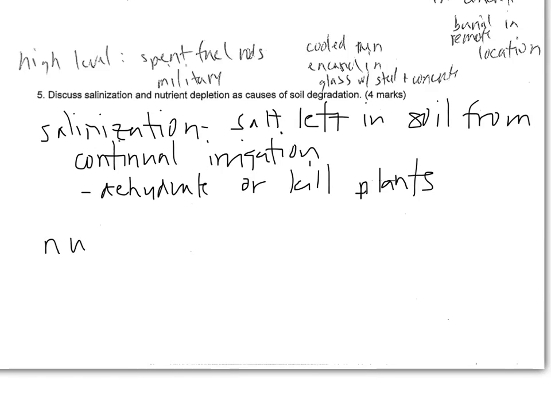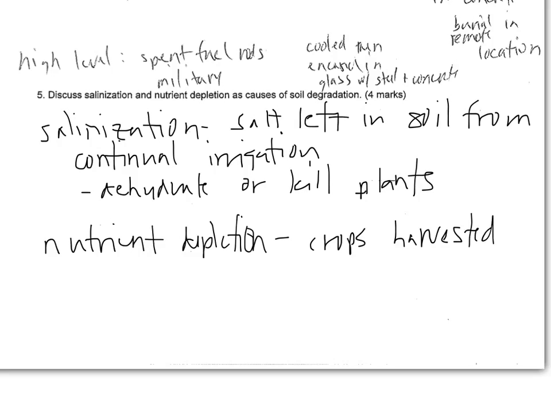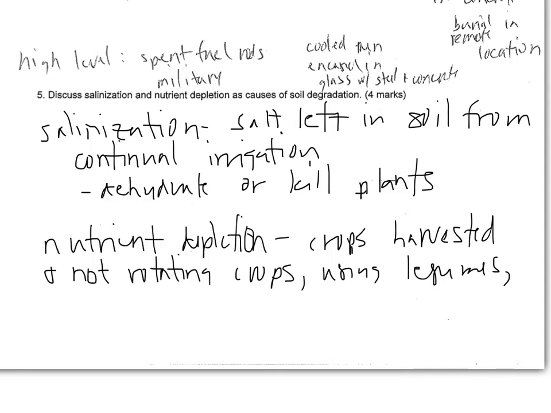Nutrient depletion occurs when crops are harvested and nothing is left behind to return nutrients to the soil. So this is a result of crops harvested and not rotating crops, using legumes, different beans to help restore the soil, fertilizer, compost, that type of thing. You're going to have nutrient depletion then.